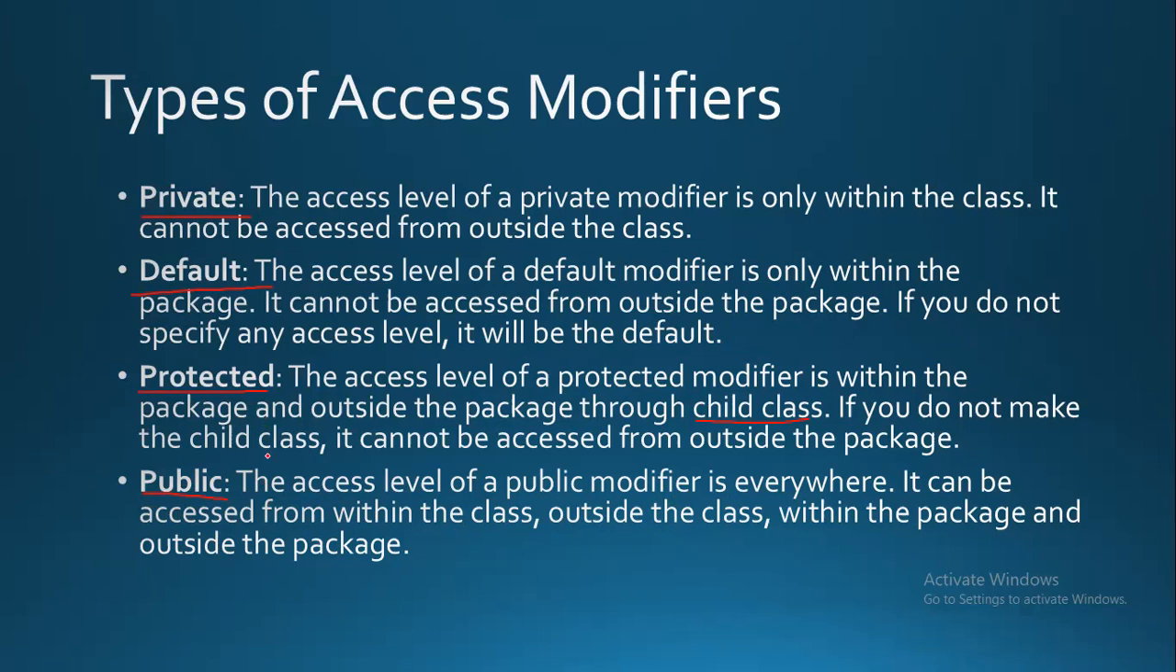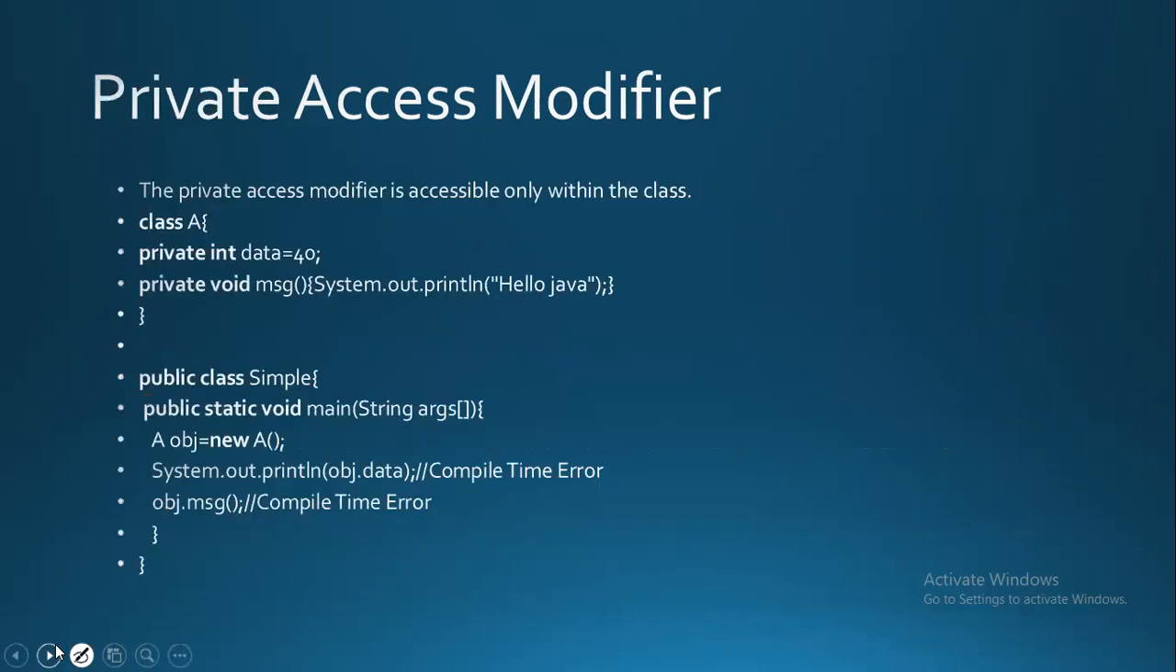So these are some of the types of the access modifiers. Let's take a deeper look. Let's try understanding it in deeper dimensions. Private access modifier. So as discussed, if the access modifier is private, then it is accessible only within the class. Now let's illustrate this with an example.